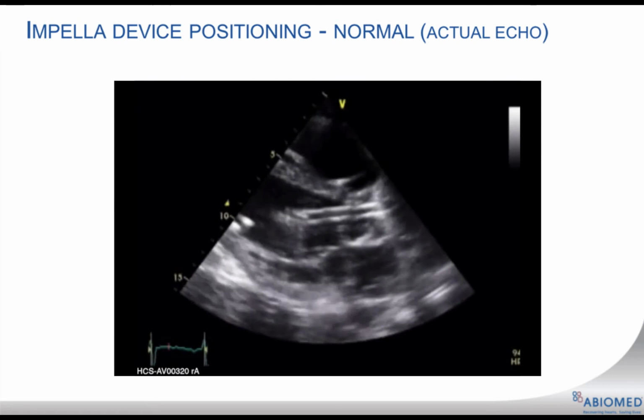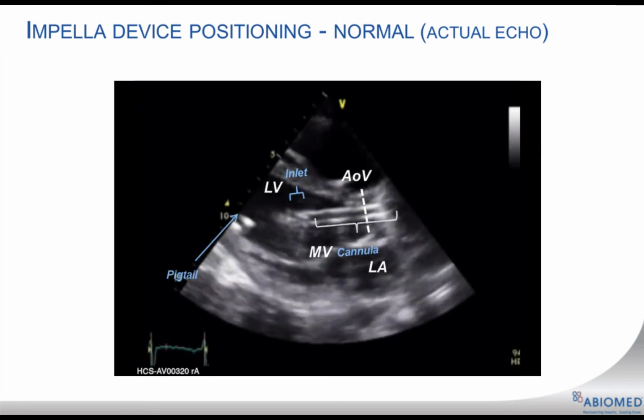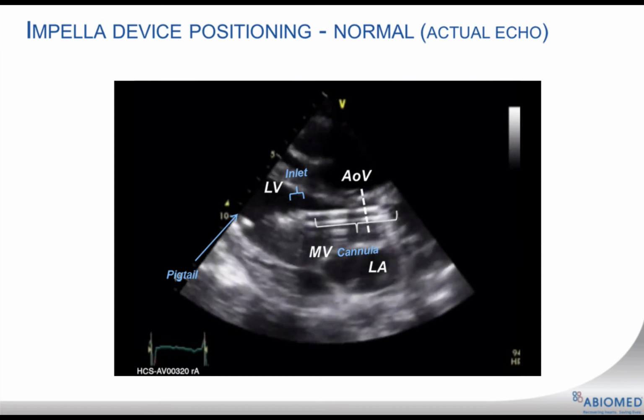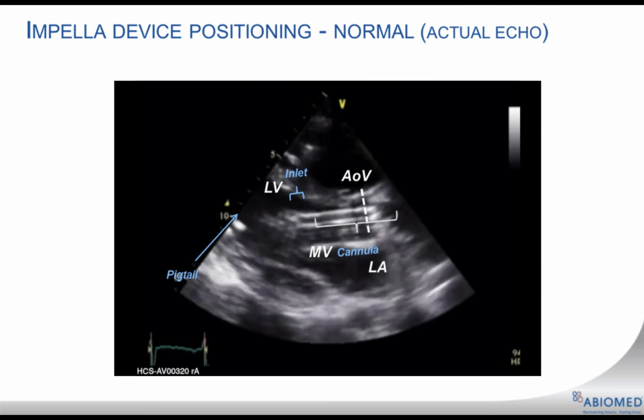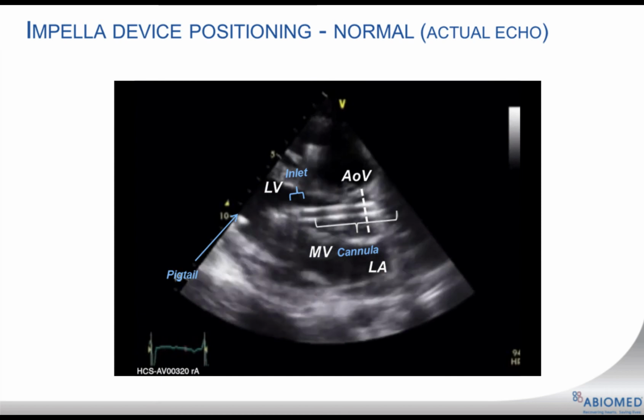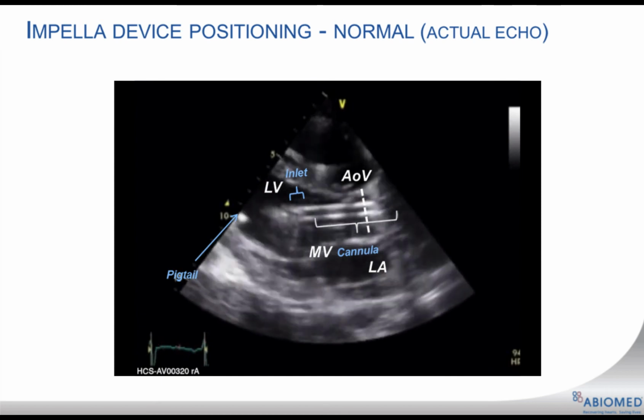This is an actual parasternal long-axis view of a well-positioned Impella 5.0 catheter. Note that the inlet area is approximately 3.5 centimeters below the level of the aortic annulus. The tip of the catheter pigtail is clearly seen in this case. The inlet is visible at the end of the double white line, that is the signature of the nitinol wrapping on the cannula. The outlet of the catheter should be positioned well above the aortic annulus.